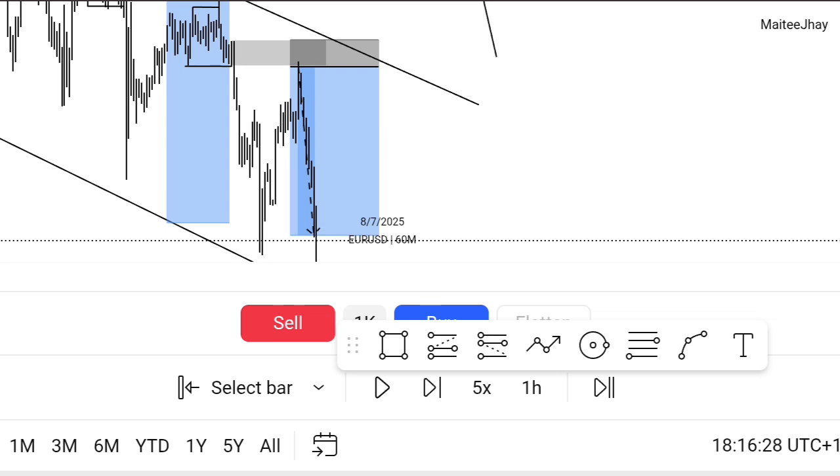Understand? So in the next video, I'll be giving outlines on your liquidity, the break of structure, some parts like this, and the rest. We are going to cover a lot.